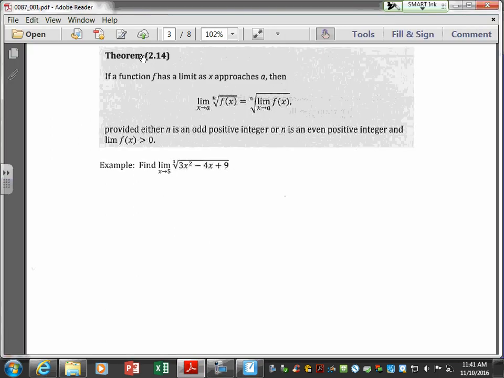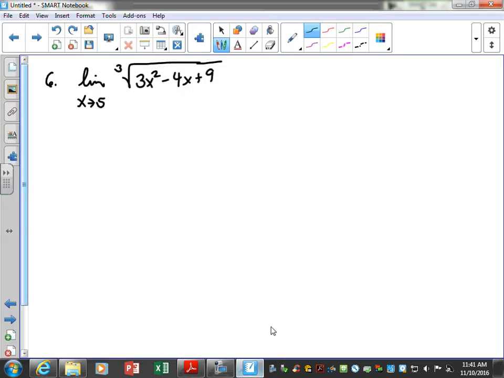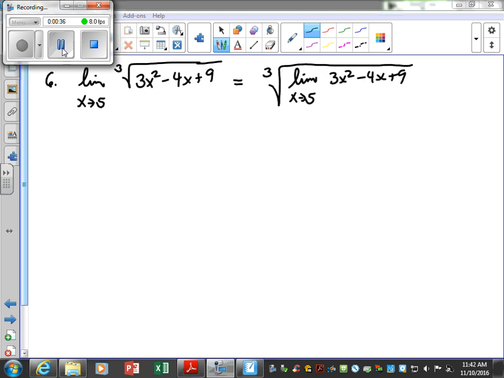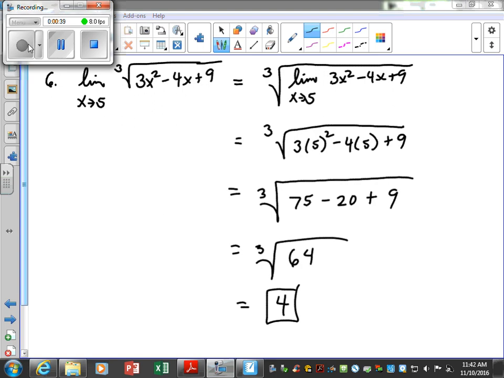Okay, we are using theorem 2.14. We can see that if it's the nth root, we can take the nth root of the entire limit. So we'll jump over here, this example, and you can rewrite that as the cubed root of the limit of our given function, 3x squared minus 4x plus 9, as x approaches 5. So we're going to use direct substitution in here, and then take the cubed root of it. So pause it and then check your answer. Okay, and you should get 4.